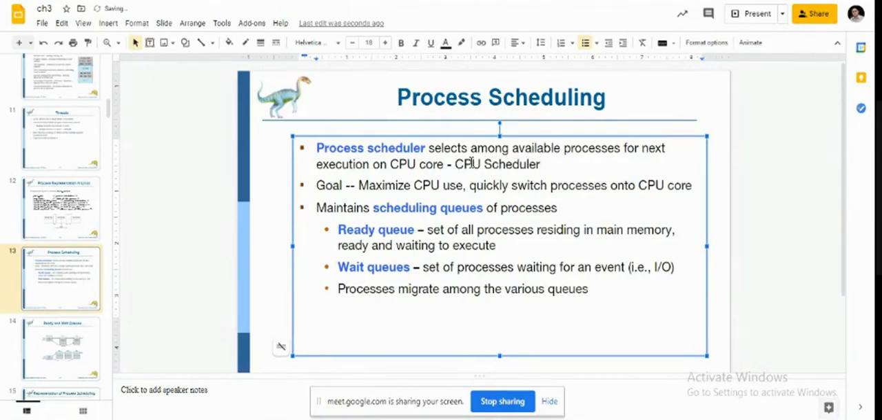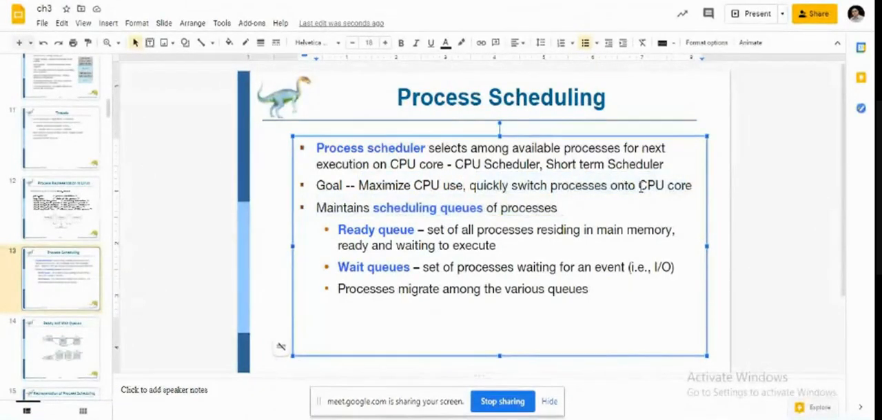It is also called a short term scheduler. Please remember, ये तीनों का मतलब एक ही है. प्रोसेस शेड्यूलर, CPU scheduler एंड शॉर्ट टर्म शेड्यूलर, तीनों का मतलब एक ही है. ओके, सो व्हाट इज द गोल ऑफ दिस प्रोसेसर शेड्यूलर? इसका गोल क्या होना चाहिए? मैक्सिमाइज द CPU यूज. It has to maximize the use of CPU, आपका सीपीयू जितना हो सके उतना बिजी रहना चाहिए. Second, quickly switch from one process to another process.